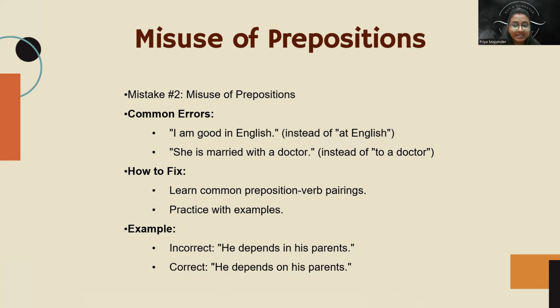So how can we fix them? How can we fix the errors that we are making? We have to practice more and more, and we have to read texts more and more. Like, "He depends in his parents." No, it should be "He depends on his parents."